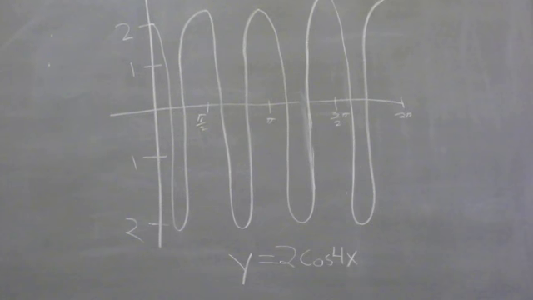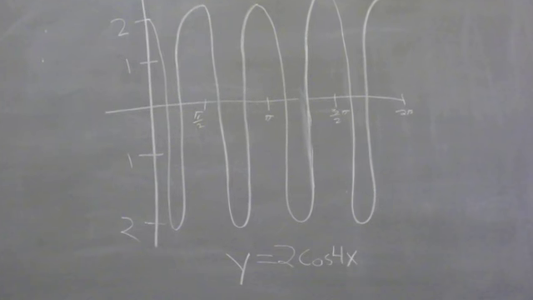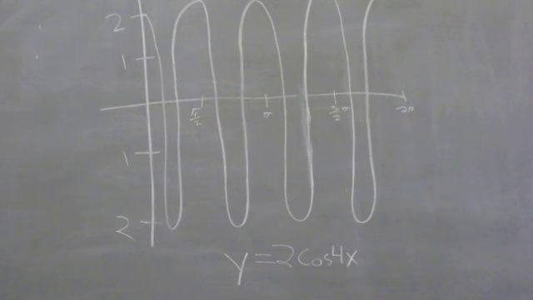So in this case, the frequency is 4 because there's 4 pictures in a period of 2 pi. So the equation is y equals 2 cosine 4x.